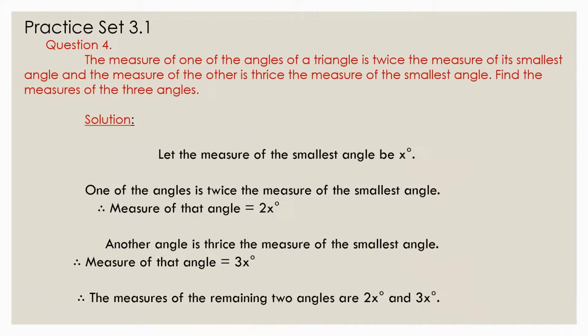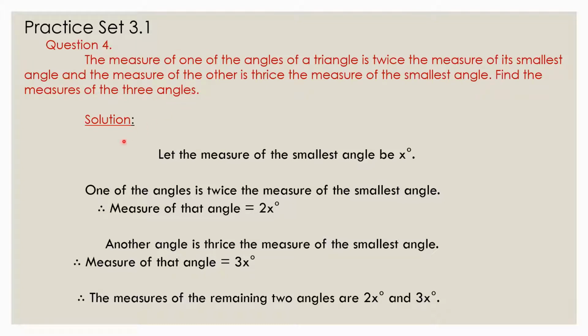Here is question number 4. The measure of one of the angles of the triangle is twice the measure of the smallest angle and the measure of the other is thrice the measure of the smallest angle. Find the measures of the three angles.